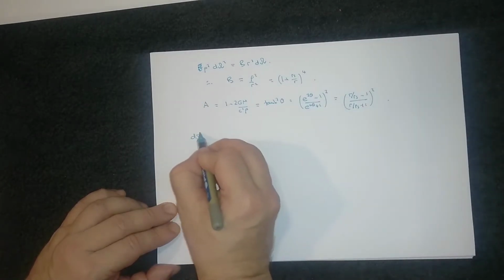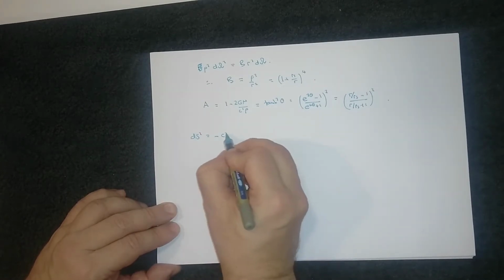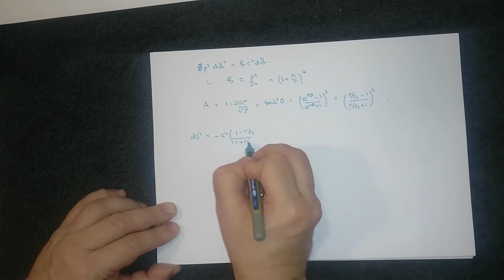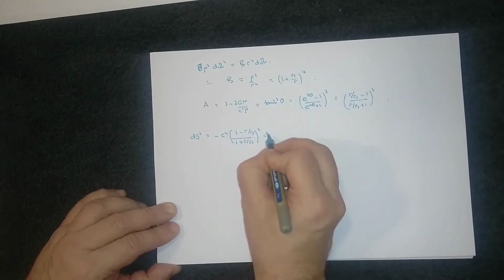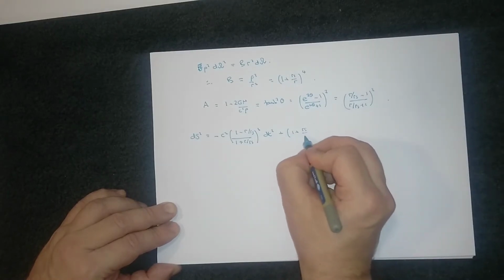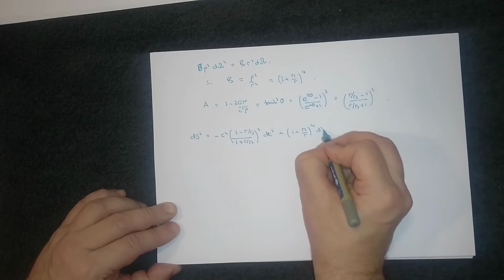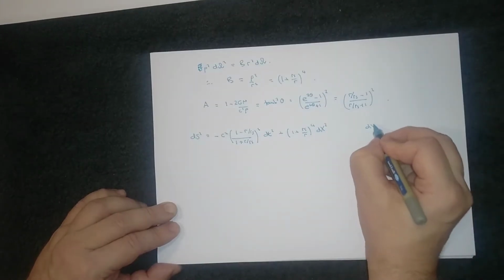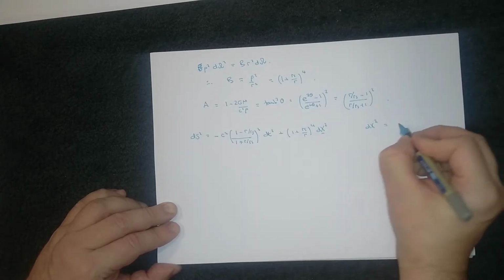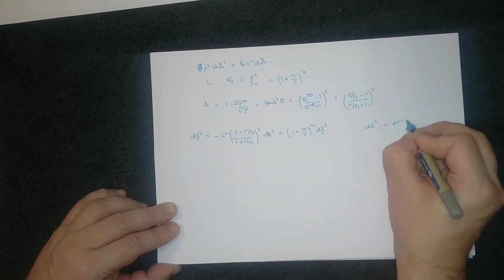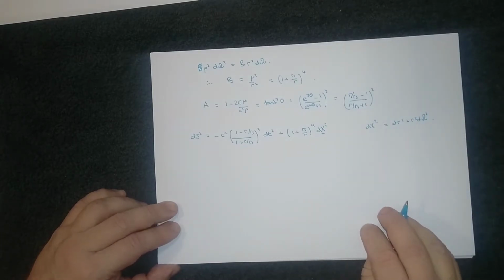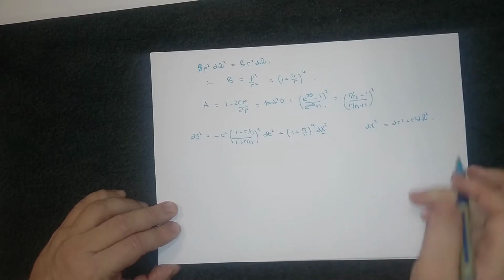So ds squared is minus c squared into A dt squared plus (1 plus r_s over r) to the 4th dx squared, where dx squared is dr squared plus r squared d omega squared. This is just your ordinary three-dimensional Euclidean space.